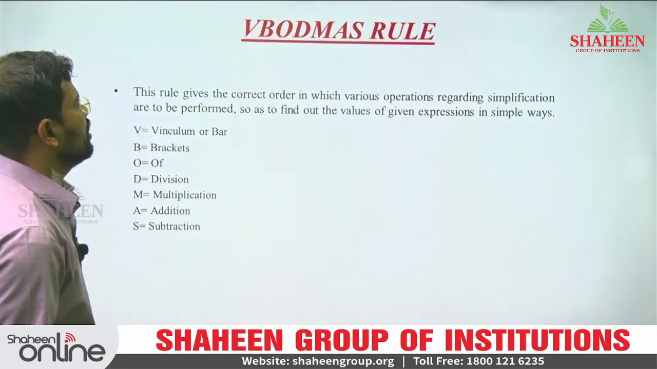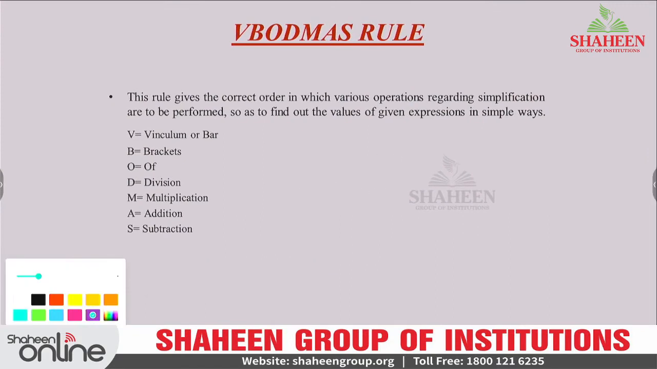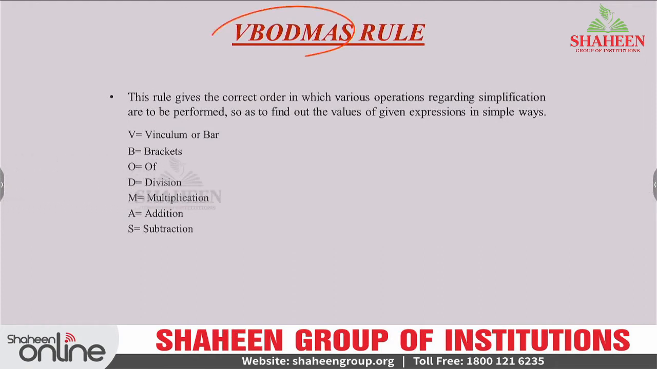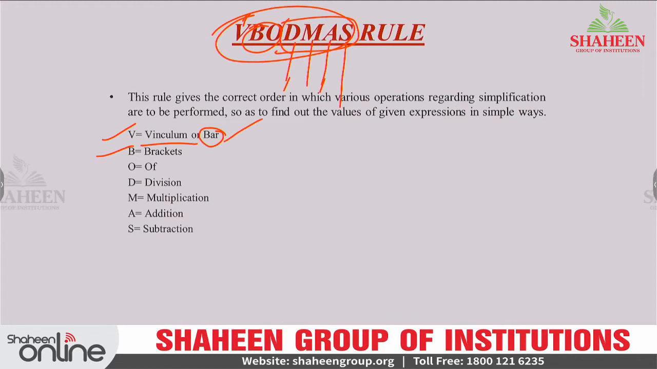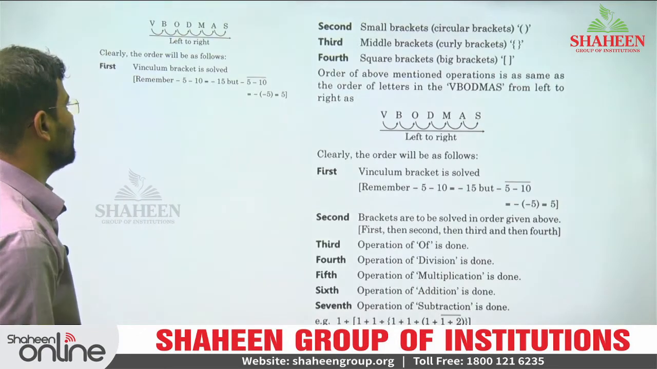Now friends, let us move on. Now let us see what the BODMAS rule is. B is bracket, O is of, then division, multiplication, addition and subtraction. So this is the bracket, this is the bar. First we need to remove the bar, then the brackets, then look for division, multiplication, addition and subtraction. Let us see with the help of one example how this BODMAS rule works.